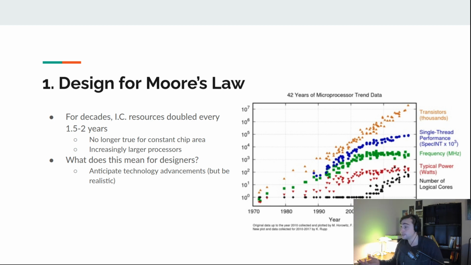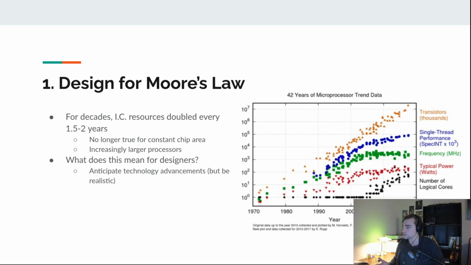And this is namely due to technology scaling. So it's become increasingly difficult to scale transistors down, right? So going from, say, 90 nanometers down to 65 nanometers is much easier than going from, say, 10 nanometers down to 5 nanometers, or down to 3 nanometers, right? It's incredibly difficult to do.